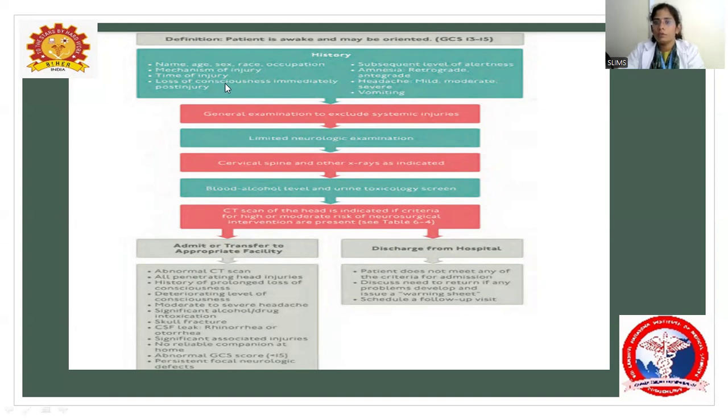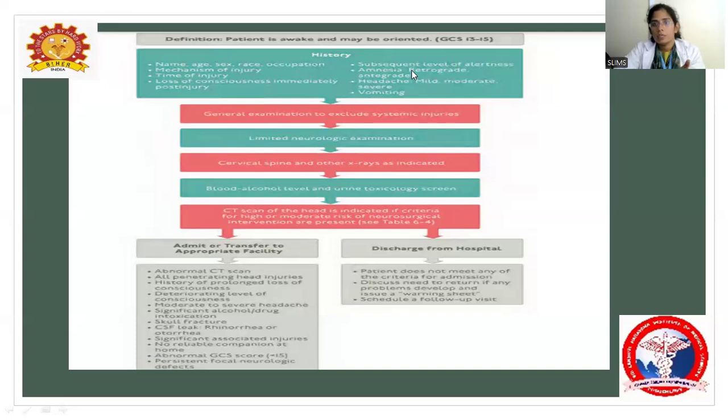When did the injury occur? For example, it just occurred, or it occurred a day before. How long ago has the injury occurred, and how was the patient's GCS or neurological status after that injury? So, loss of consciousness immediately post-injury. Loss of consciousness is an important predictor of head injury. If the patient had a loss of consciousness, you will have to ask for what duration, whether there were any associated ENT bleeds, or whether the patient had any seizures. You also have to elicit this.